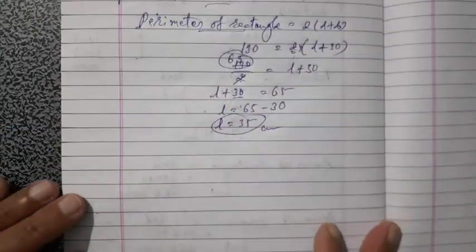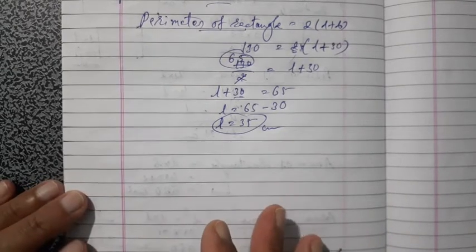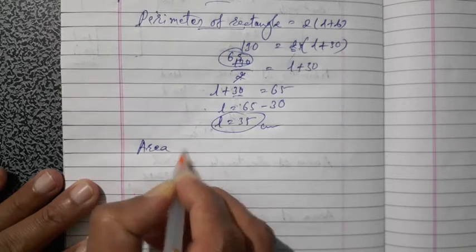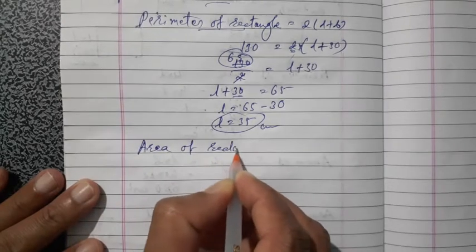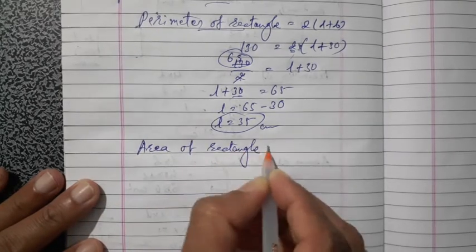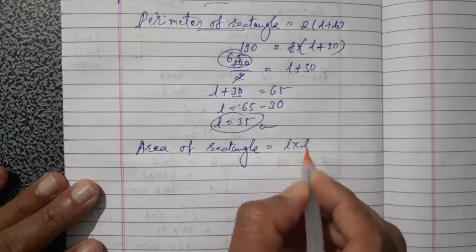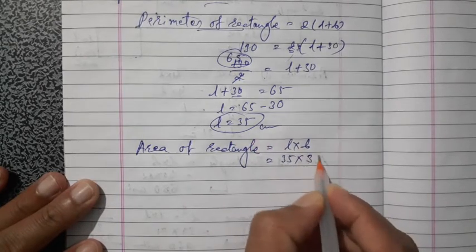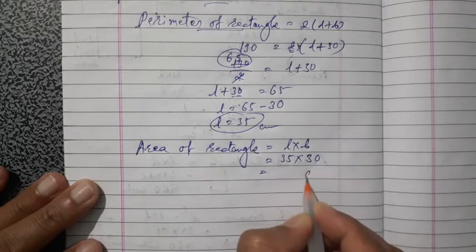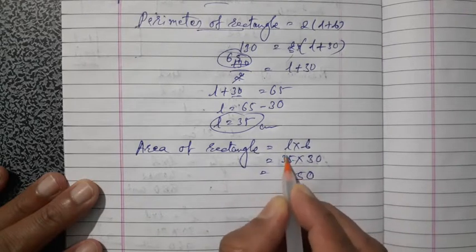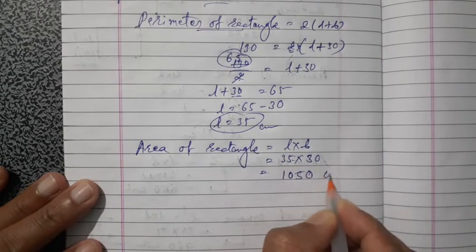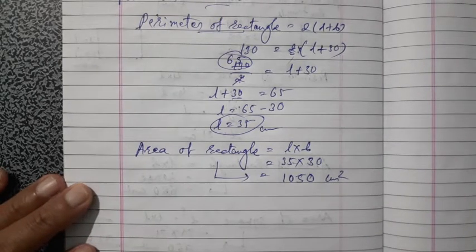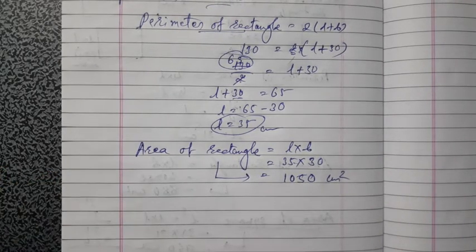Then find out the area. One more sentence there: also find the area of the rectangle. So area of rectangle equal to L into B. L equal to 35, we already found that, and B equal to 30, it's given. So 35 into 30 is 1050. So the area of that rectangle is 1050 centimeter square.